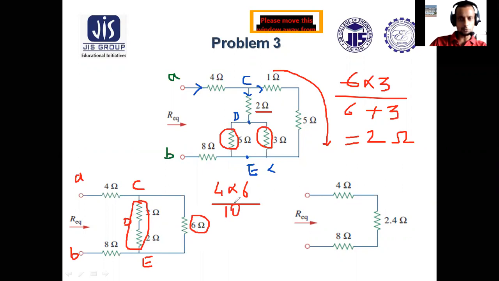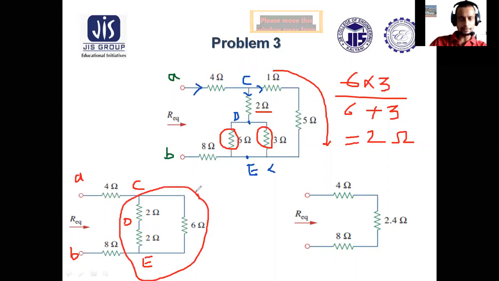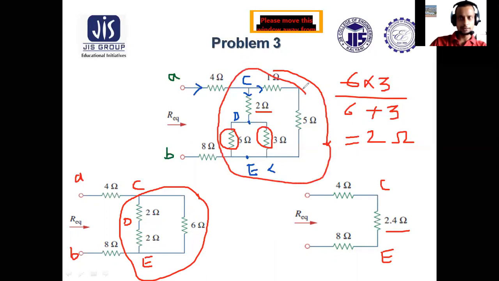So 24 by 10 is 2.4. So the equivalent resistance from C to E for this combination will be 2.4 ohm. 2 plus 2, 4. This 4 is in parallel with 6. So this is the equivalent resistance. This is C point, this is E point. In between C and E, there are lots of resistances combined, which are replaced by a single resistance. So in between C and E, there is 2.4 ohm.